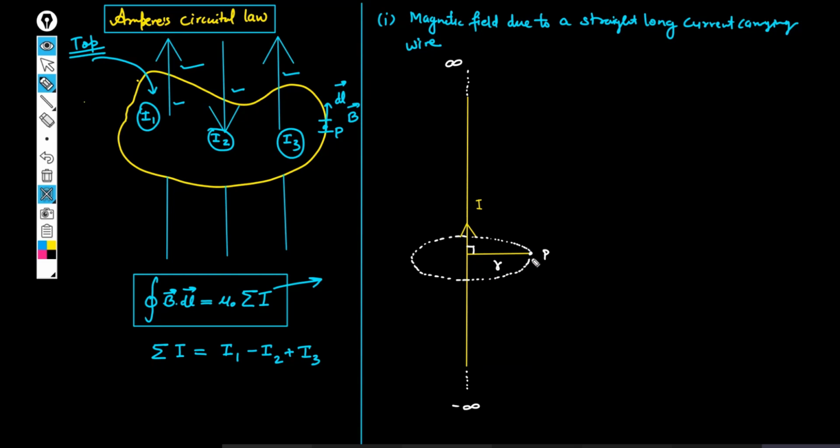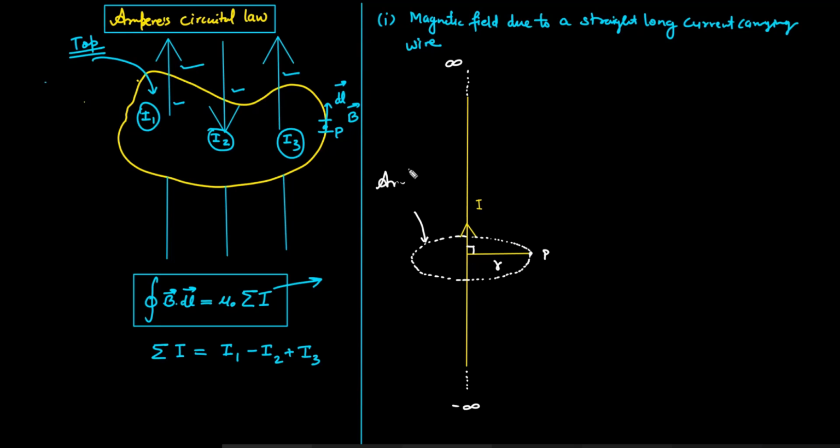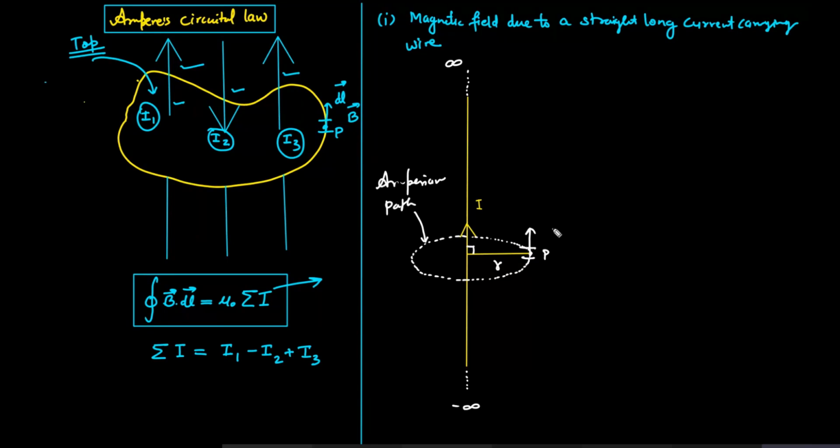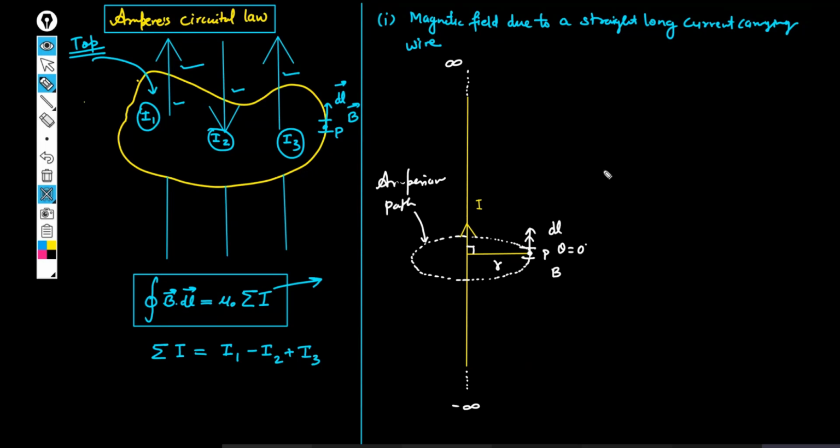Now always when you are making an Amperian path, be very, very careful, it is imaginary, so always make it with a dash line. Okay, this is the Amperian path. Now over here let's take length element dl, which will be tangential inwards. Now if we talk about the magnetic field at point P, the right hand thumb rule says it is in the direction of dl inwards. So theta over here will be 0 degree.